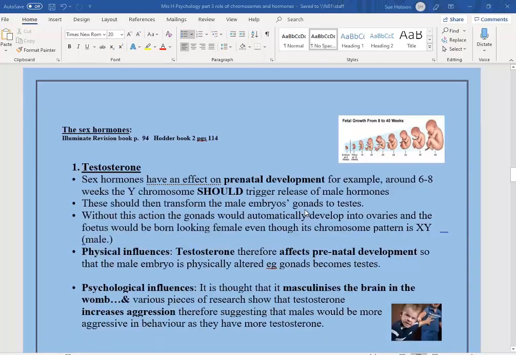Okay, so what do we need to know in terms of this? Sex hormones, right, testosterone. Have a quick look at this. What you need to know is a physical influence and a psychological. Okay, so pause the video, have a quick look at that.